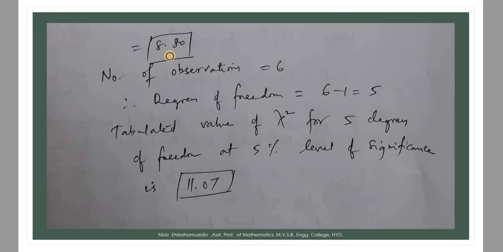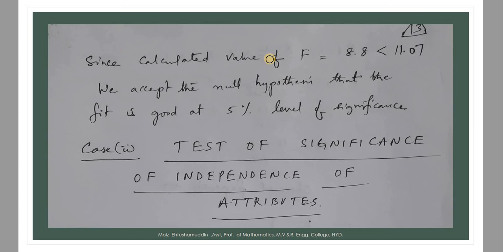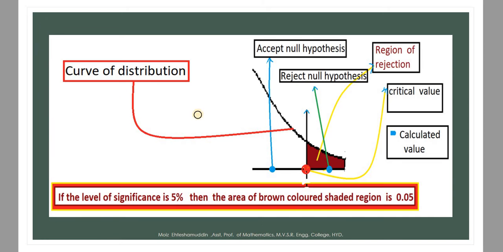The calculated value is 8.80, whereas the critical value is 11.07 at 5% level of significance for 5 degrees of freedom. Now since the calculated value is 8.8, which is less than 11.07, we accept the null hypothesis as I stated earlier. This particular value has come as 8.8, whereas the critical value is 11.07.